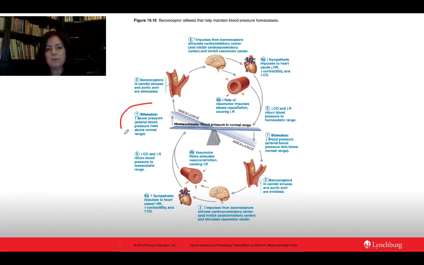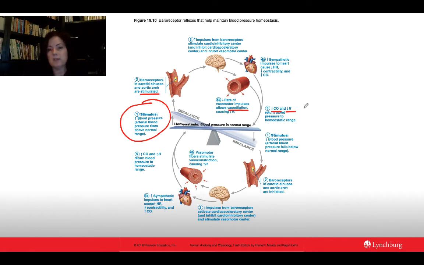And so this is what happens. Here's our stimulus of increasing blood pressure, which is going to cause those baroreceptors to be stimulated because, again, they respond to stretch, and we don't want too much pressure. So our body's reaction to that is to decrease pressure again. And we do that through vasodilation, decreasing cardiac output, decreasing resistance to bring our blood pressure back down.